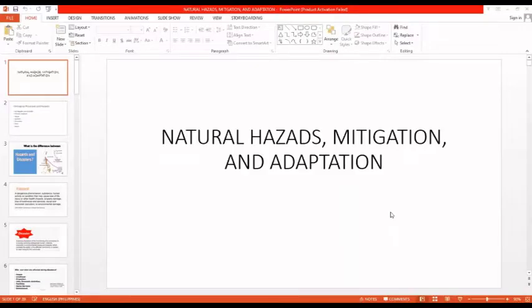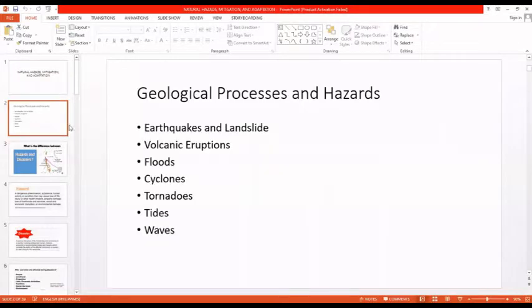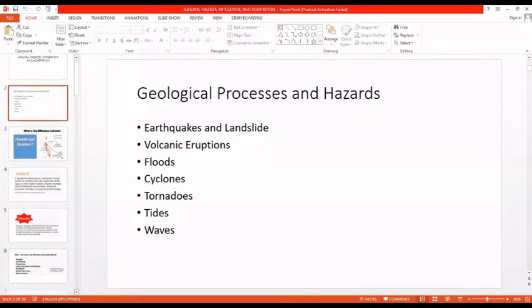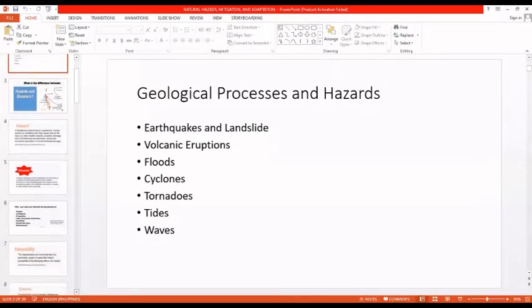Earth and Life Science. So we are now on week 6. Our topic for today is about natural hazards, mitigation, and adaptation. Under geological processes and hazards, we have earthquake, landslide, volcanic eruptions, floods, cyclones, tornadoes, tides, and waves.